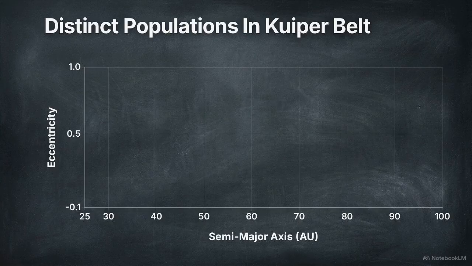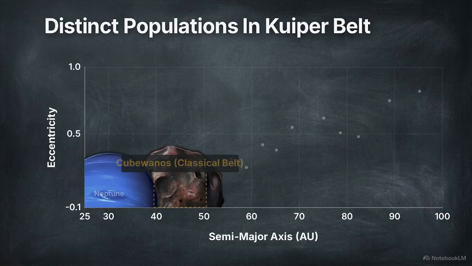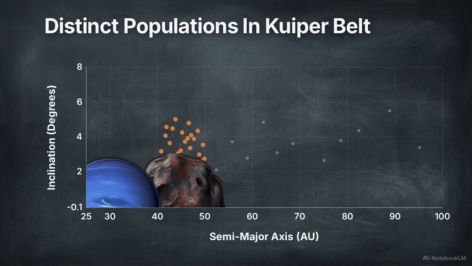This graph charts semi-major axis along the x-axis against eccentricity along the y-axis. Adding the data, a massive cluster immediately appears. These are the classical Kuiper Belt objects, also known as cubanos. They sit neatly between 40 and 50 AU and maintain low eccentricities. Within this group, astronomers identified two distinct populations, the cold and the hot.